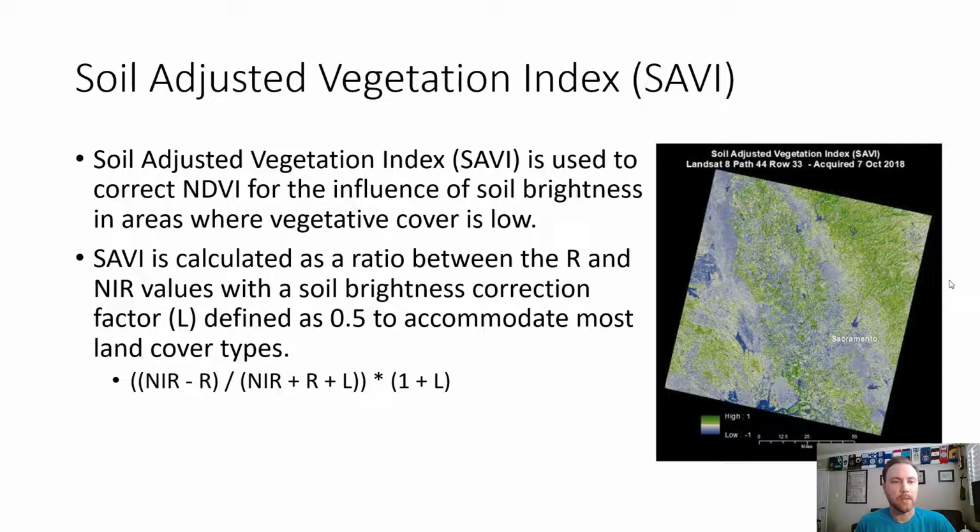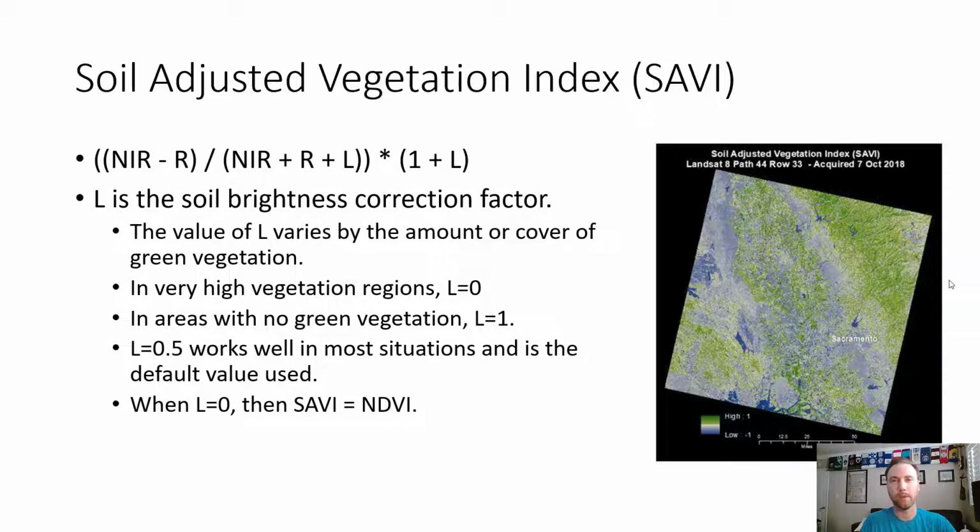The SAVI is calculated as a ratio between the red and the near infrared values with a soil brightness correction factor, which we use L for. And L is generally 0.5. That's kind of a standard, and I'll explain why that is, the median value. So what we do is we take near infrared minus red divided by the sum of near infrared plus red plus that brightness correction factor. Then we multiply that by the product of 1 plus L.